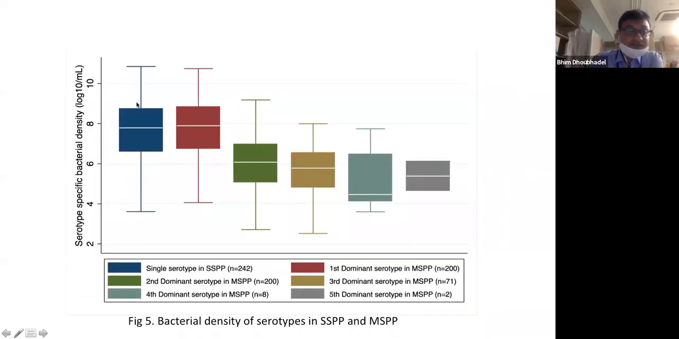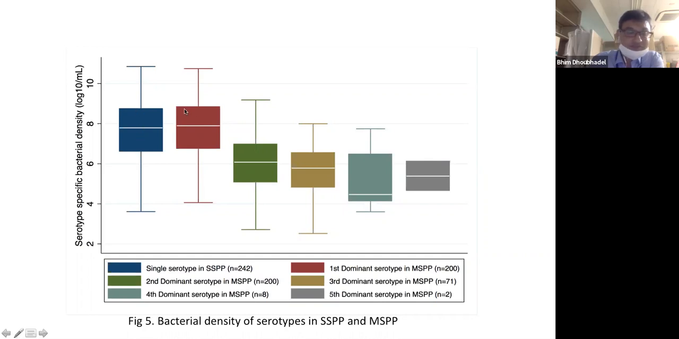So when I see the bacterial load, this is a single serotype pneumococcal pneumonia. And for multiple serotype pneumococcal pneumonia, this is the first dominant, second dominant, third, fourth, and fifth. Fourth and fifth are very few, only 8 patients had 4 serotypes, and 2 patients had 5 serotypes.